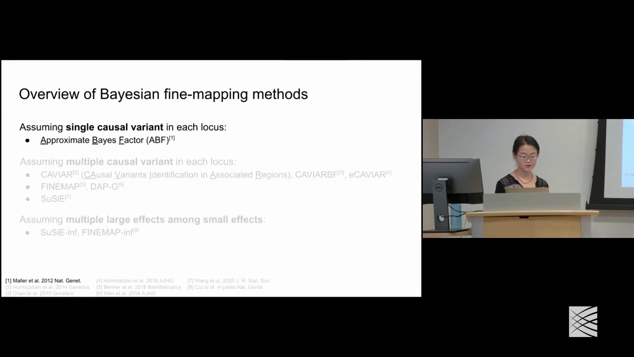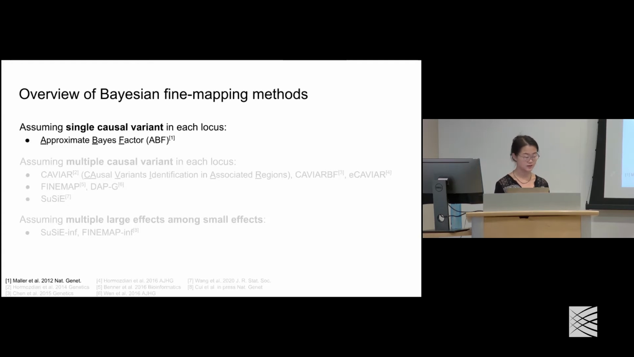So the first category is the approximate Bayes factor method, which only assumes a single causal variant per locus. This is a very widely applied fine mapping method, perhaps the earliest fine mapping method. It's got a lot of advantages.